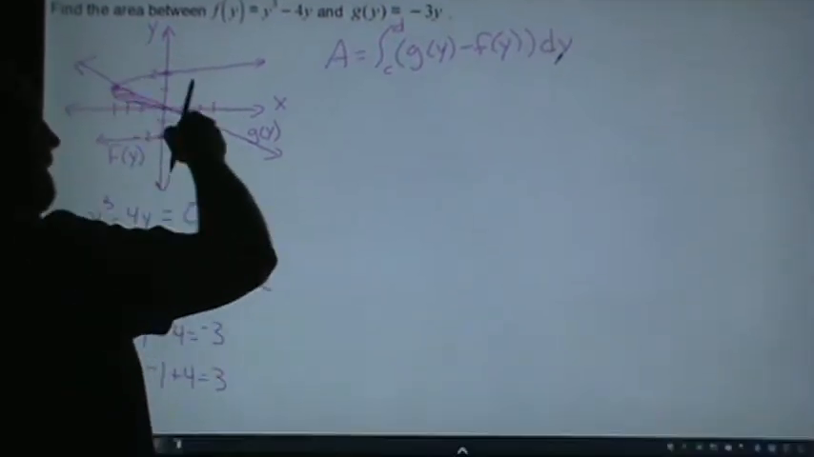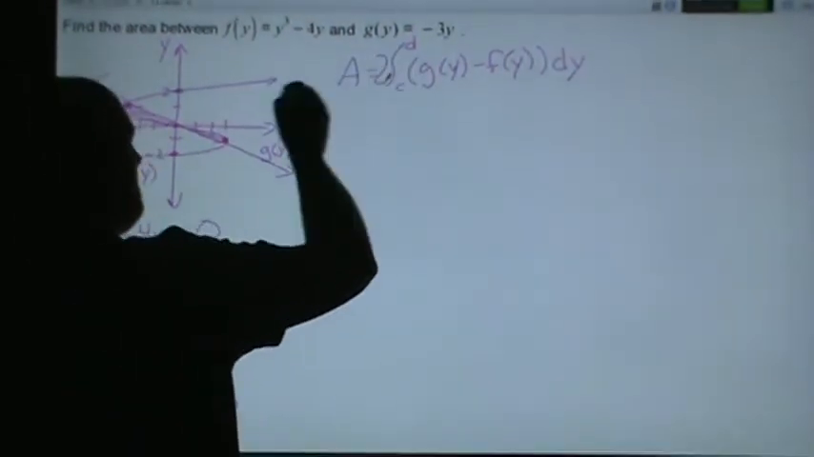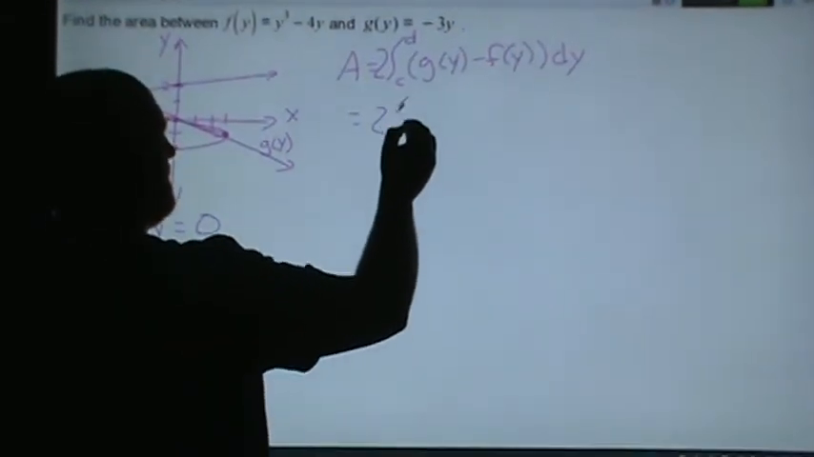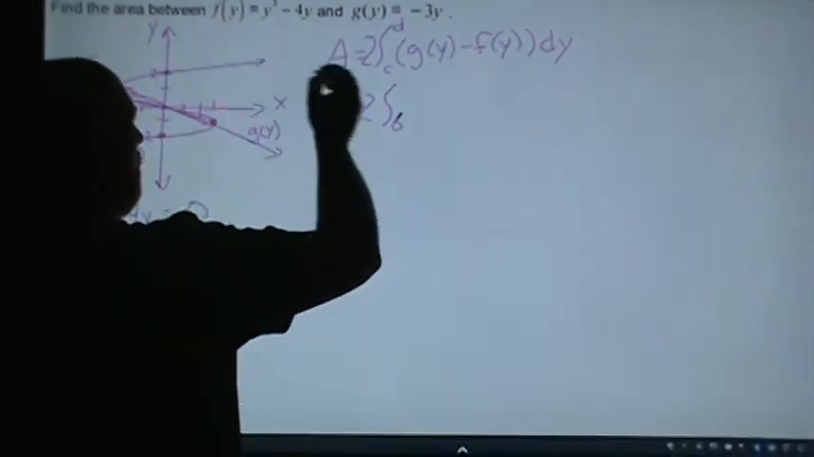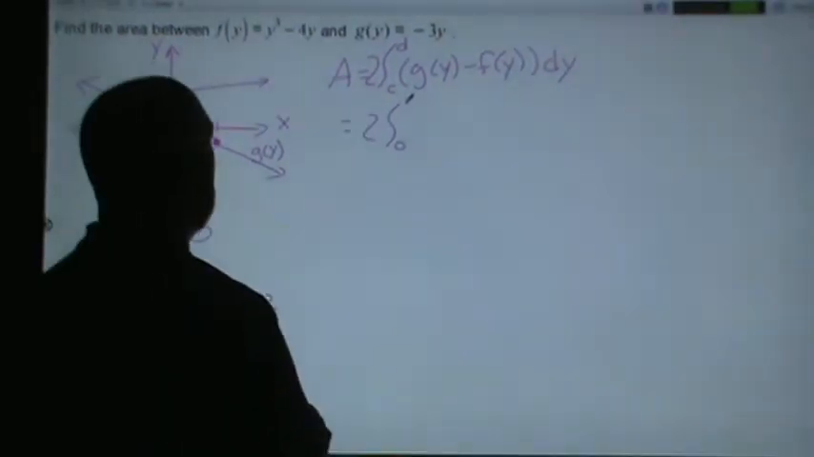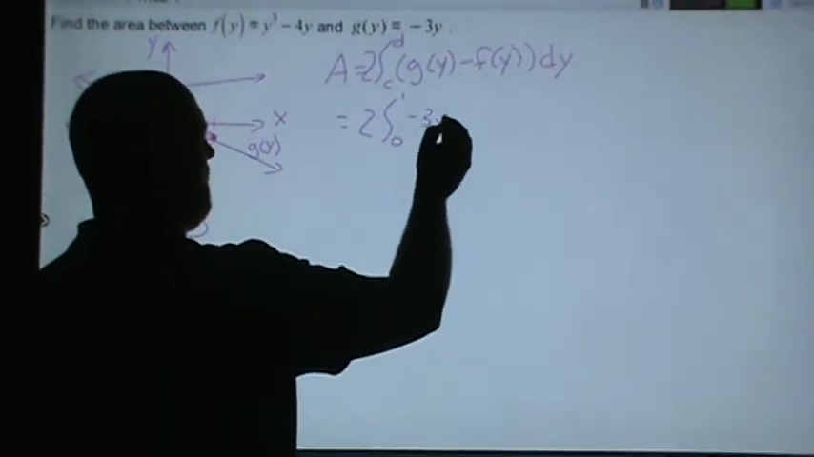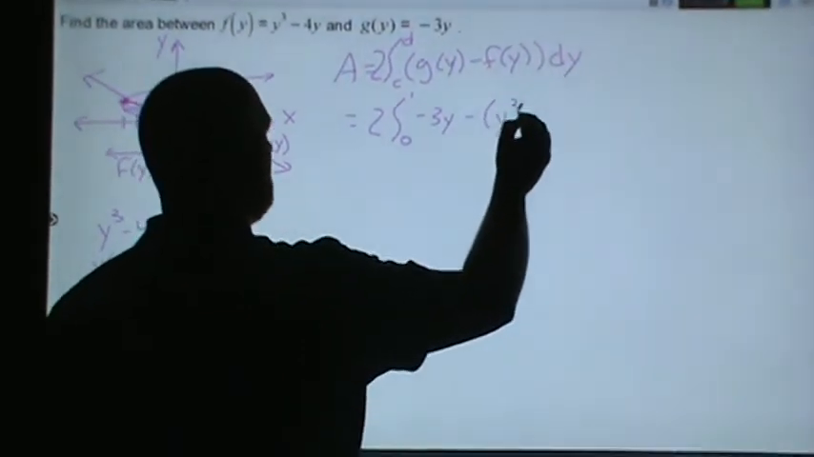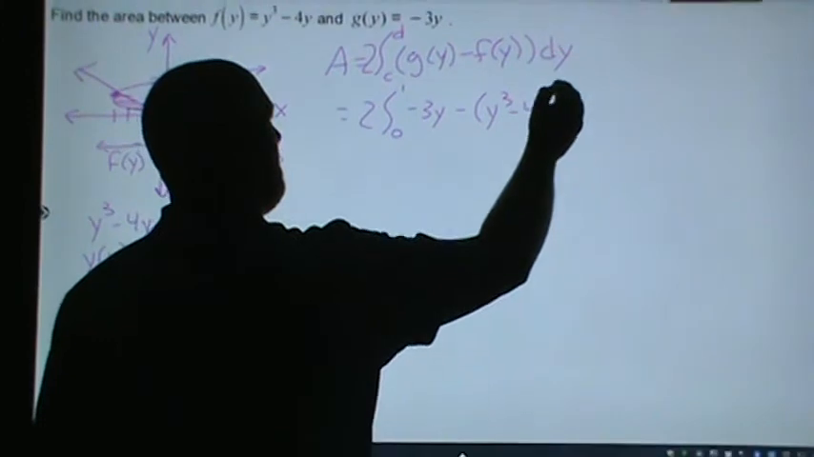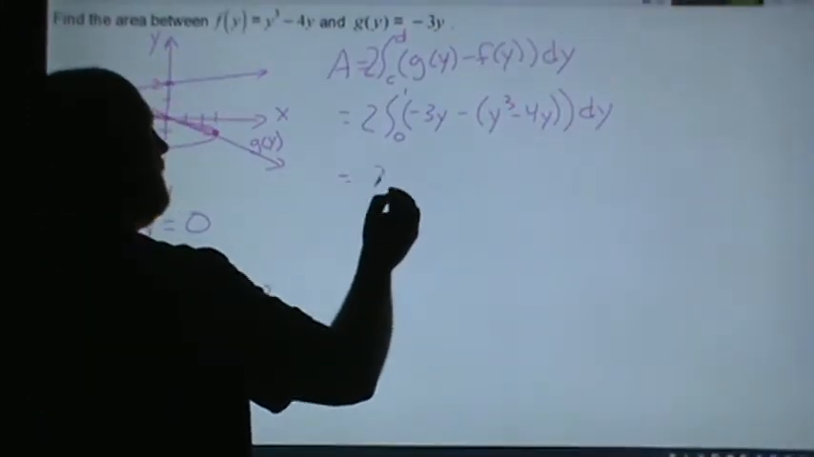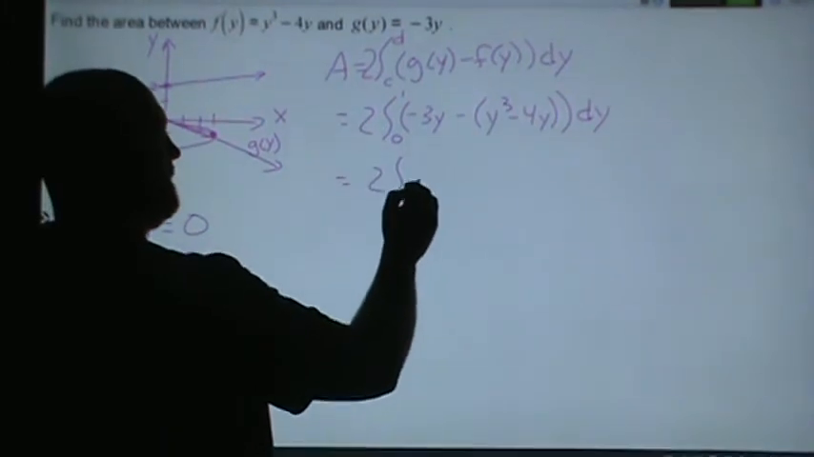But we had 2 of them, right, to get the total area, because these 2 areas are the same. So I'm going to have 2 times the integral from 0 to 1, that's where the y values where my intersections occur, of g of y, which is negative 3y, minus f of y, which is the quantity y cubed minus 4y, dy. So I'm going to have 2 times the integral from 0 to 1.